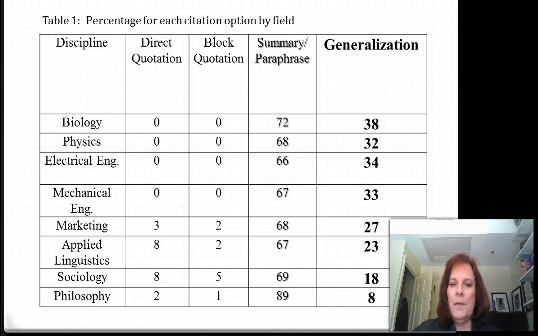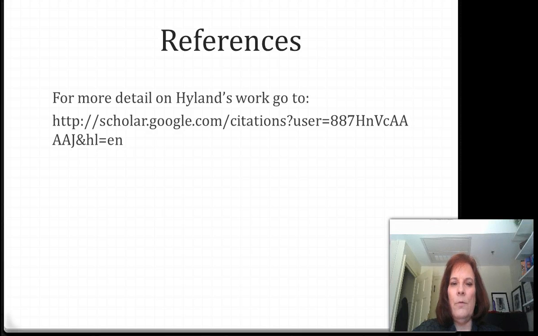This is bad news because many of you like direct quotations. It doesn't make sense because it's like they have perfect words, they have edited words, and now you have to change that into a summary paraphrase. But look how many summary paraphrases and how many generalizations there are. Unbelievable. Out of 100 citations, by far the most are summary paraphrase, and the second are mostly generalizations. So that means that you have the hard work of having to summarize and paraphrase or give generalizations. If you want more information about Hyland's work, I've given you a list here at this website.